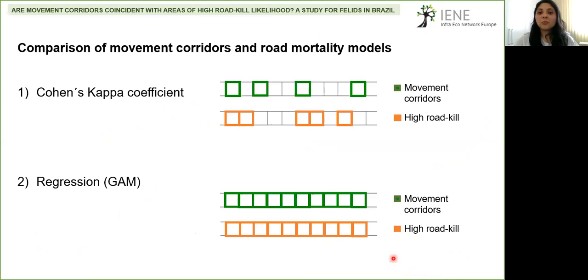Then we spatially compared these road segments identified by the two approaches using Cohen's kappa coefficient, and we also used regression analysis to test if current values had any effect on road mortality.